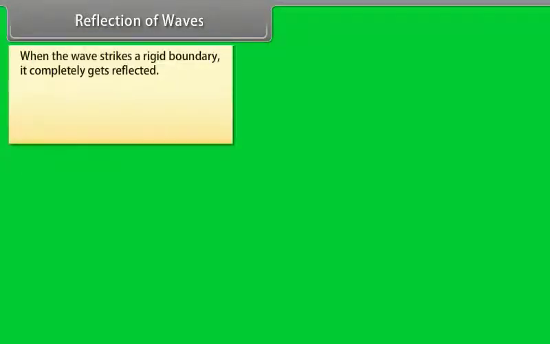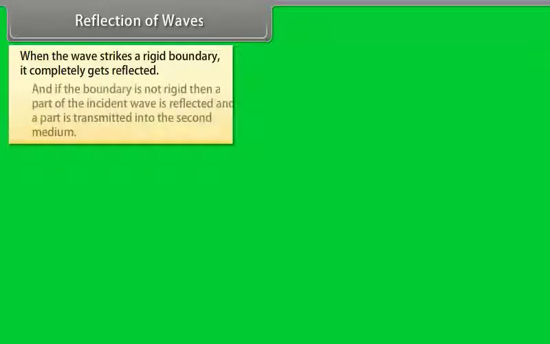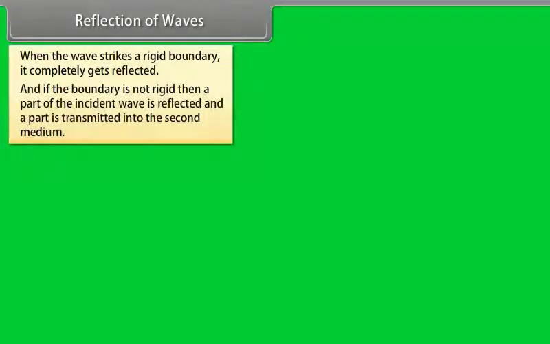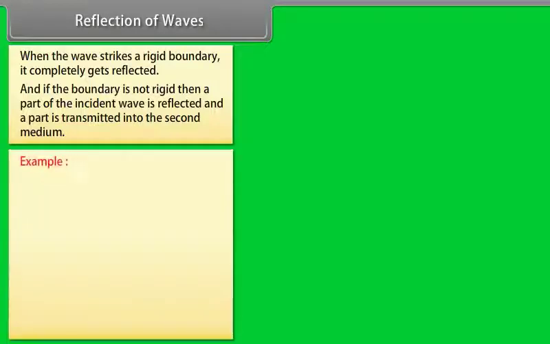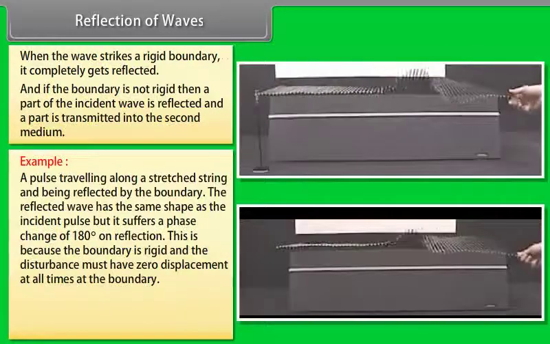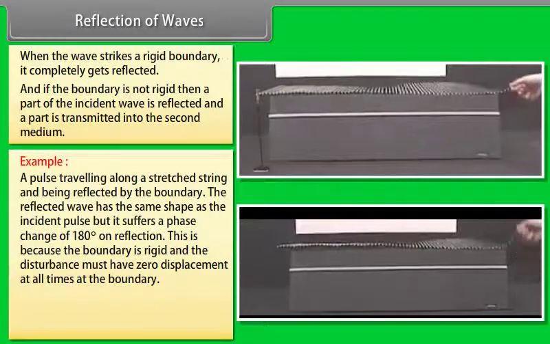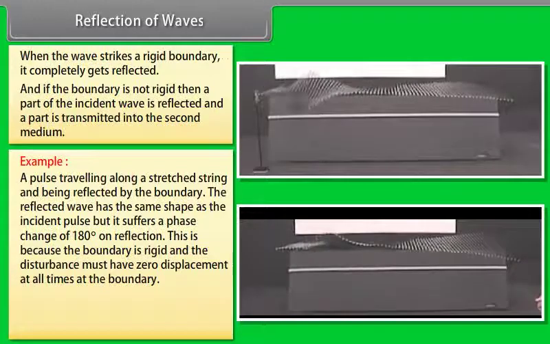Reflection of waves. When a wave strikes a rigid boundary, it completely gets reflected. And if the boundary is not rigid, then a part of the incident wave is reflected and a part is transmitted into the second medium. Let us take an example: a pulse traveling along a stretched string and being reflected by the boundary.